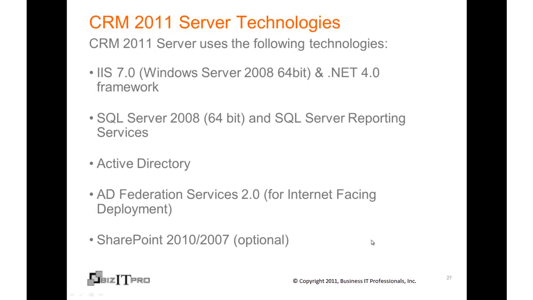CRM 2011 Server Technologies. CRM 2011 Server uses the following technologies: Internet Information Services 7.0, which is supplied as part of Windows Server 2008, and .NET 4.0 framework, SQL Server 2008, 64-bit only, and SQL Server Reporting Services. Active Directory. Active Directory Federation Services 2.0, but this is for Internet-facing deployments only and is optional. And finally, SharePoint 2010 or 2007, which is also optional.